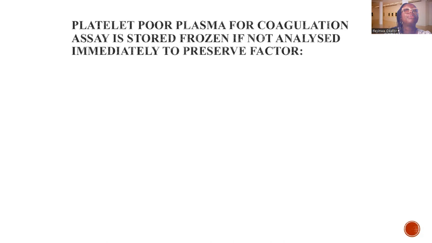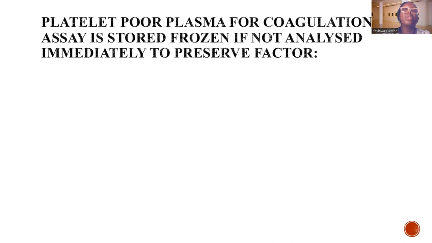Platelet poor plasma for coagulation assay is stored frozen, if not analyzed immediately, to preserve which factor? A, factor 5. Factor 6, factor 7, and factor 18. Answer A, factor 5.